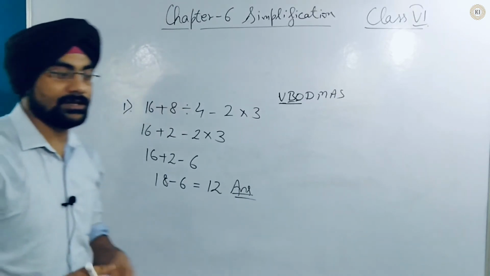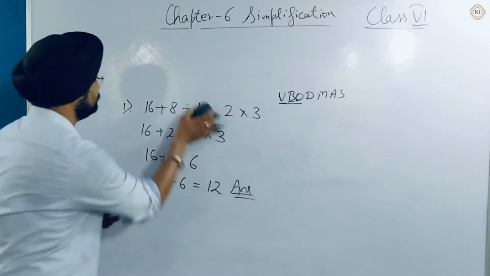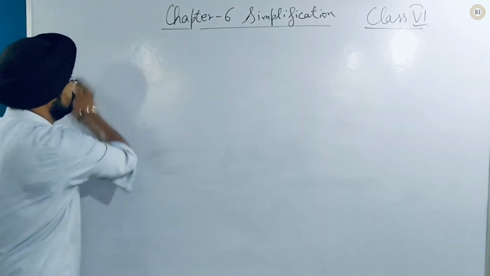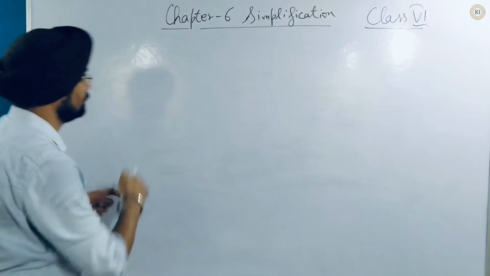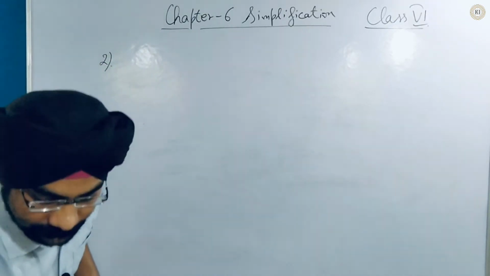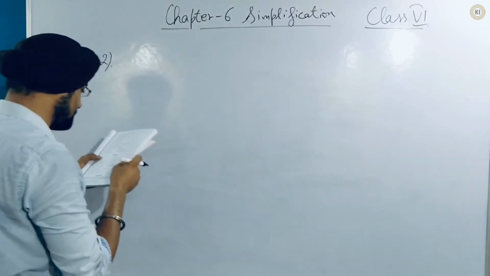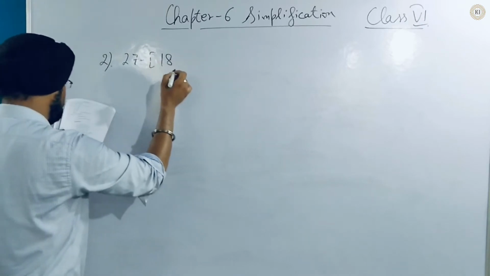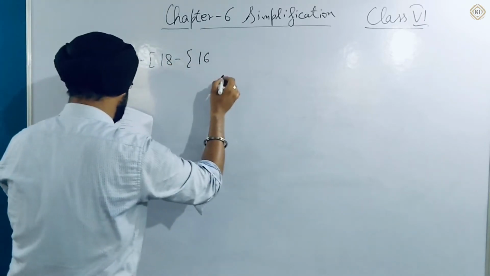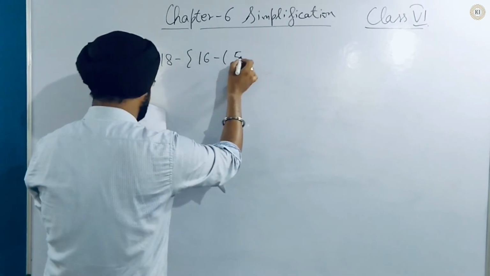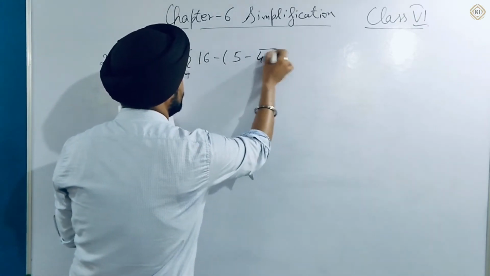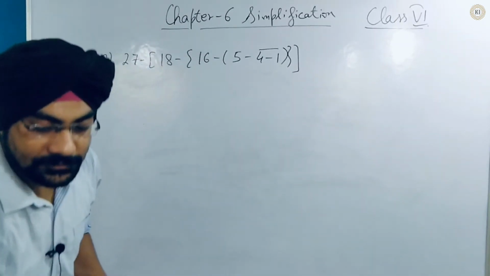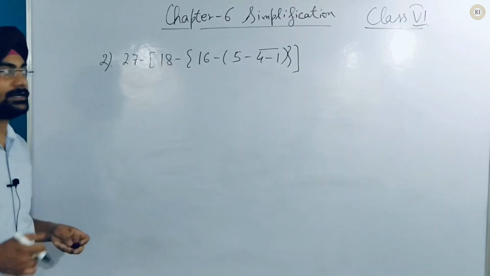Now take another question in which you will find some brackets also. Now see question number second. Question number second is given as 27 minus 18 minus 16 minus 5 minus 4 minus 1. Now in this question we will find there are brackets also, and addition and multiplication signs also.